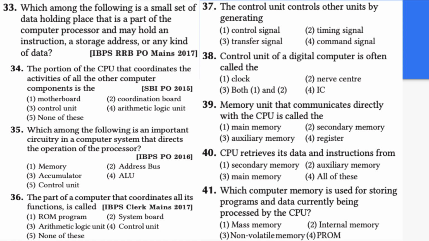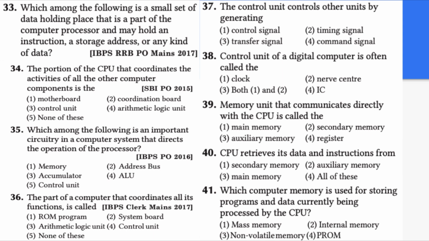Question 37. The control unit controls other units by generating. Here, the correct answer is 1. Control signal. The control unit controls other units by generating control signals, directing their activities within the computer system.